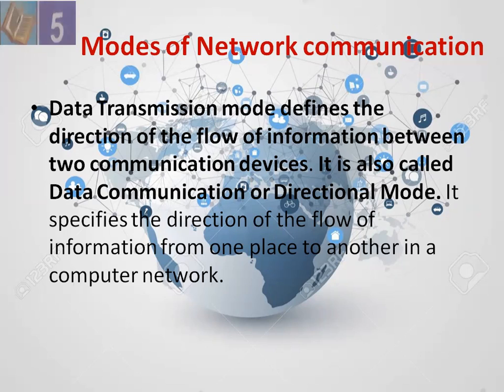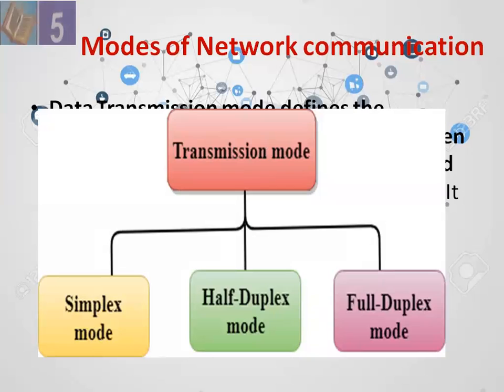So modes of network communication specify how your data can flow, how your computer can move your data. Modes of network communication refer to the method or the way information is transmitted from one place to another. These are the transmission modes: simplex, half duplex, and full duplex. Basically, there are three modes.